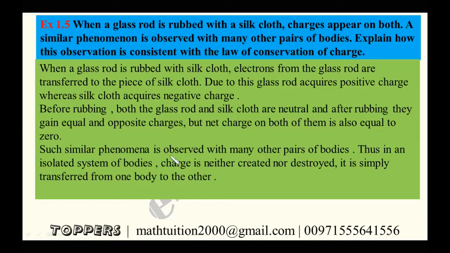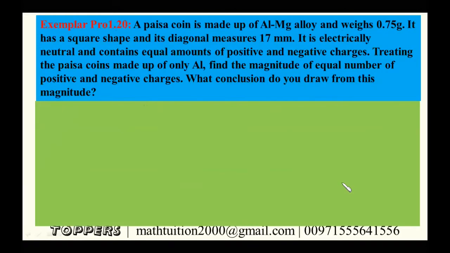Similar phenomena are observed with many other pairs of bodies. Thus, in an isolated system of bodies, charge is neither created nor destroyed. It is simply transferred from one body to the other. So it is consistent with the law of conservation of charge. Clear? Next question. Exemplar question.